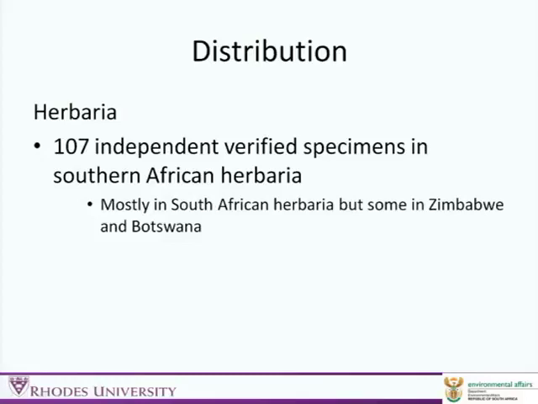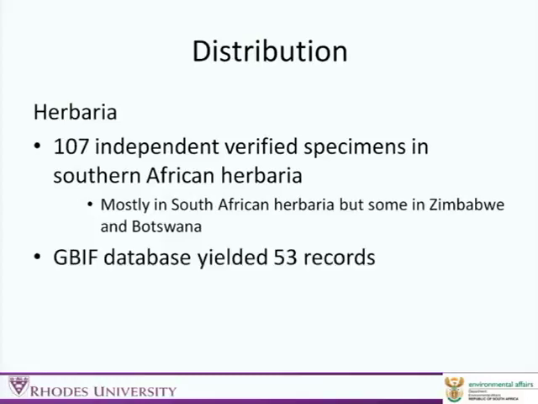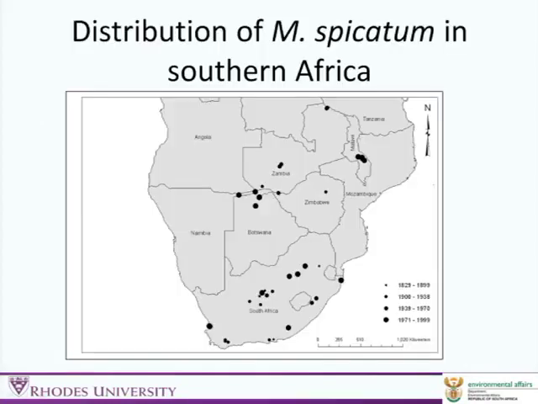Then we looked at the distribution of this plant using herbaria records to get an idea of where it is and what's happened to it since, in southern Africa. From this we got 107 independent specimens, mostly from South African herbaria, but some in Zimbabwe and Botswana as well. And then we used the GBIF database to bulk those up as well. So that's where the first record was in 1829.